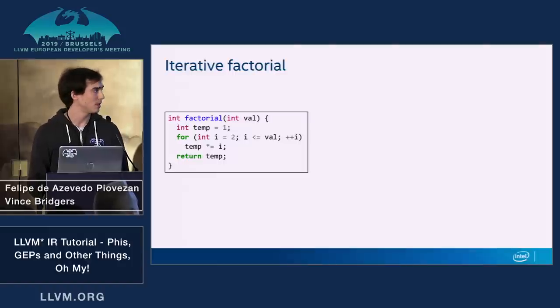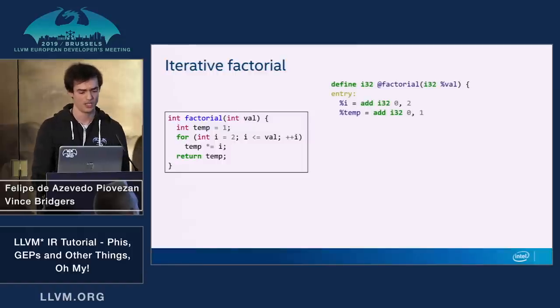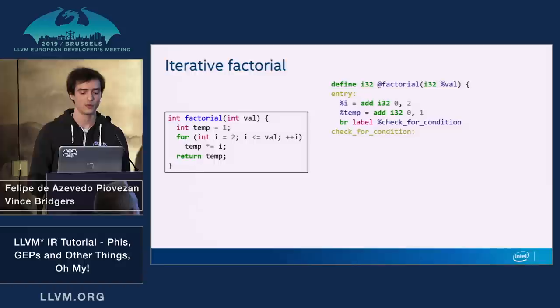This code simply iterates from I equals 2 to our input value, multiplying and accumulating, and eventually we return this temporary variable. So we're going to start by initializing two variables here, 2 and 1. This addition to 0 is not really necessary. We're going to get rid of them later, but for now, bear with me. And once we've done this initialization, we want to branch to a piece of code that will test whether we want to execute our loop or not.